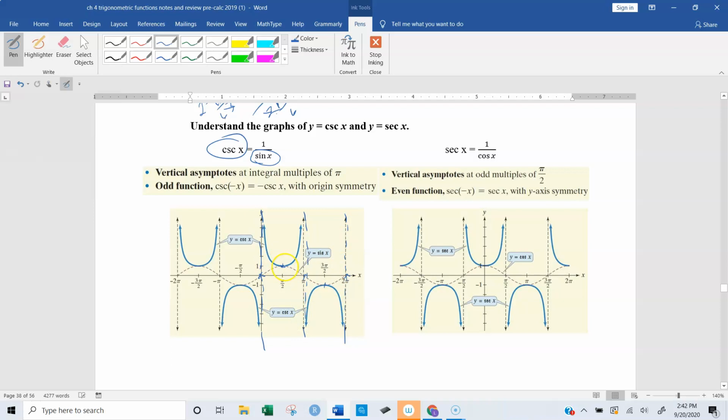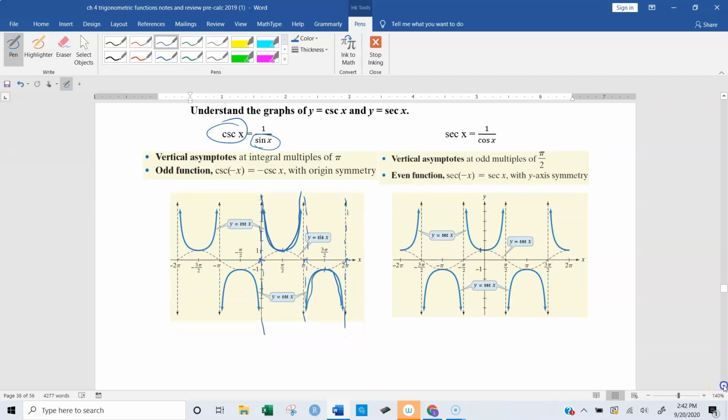Now, your max here actually becomes your min. So it's like a little parabola in here. And then your min here actually becomes the max of that section of the graph. And you just draw them in. And that is now your cosecant. The same with the secant, except you base it off of the cosine wave.